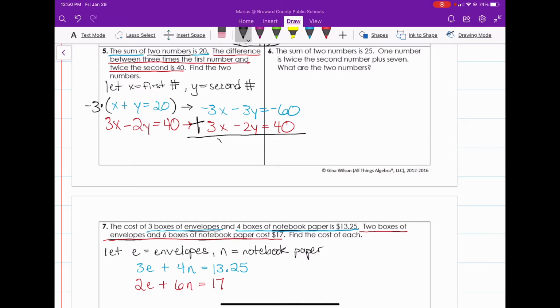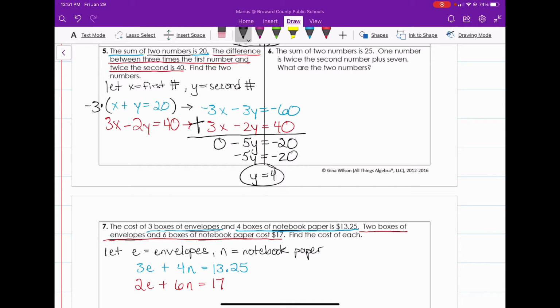So when I add, that becomes 0 minus 5y equals, now, -60, positive 40, that's going to make -20. And now that really says -5y equals -20. And if we divide both sides by -5, y will be equal to positive 4. Okay. Now let's go ahead and find the first number, which is x. Because we said we want to let y represent the second number.